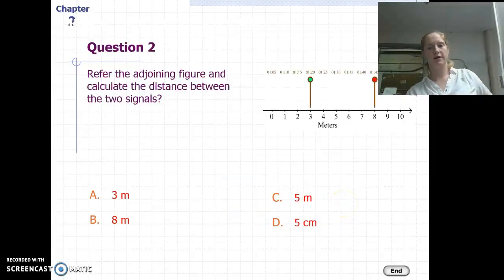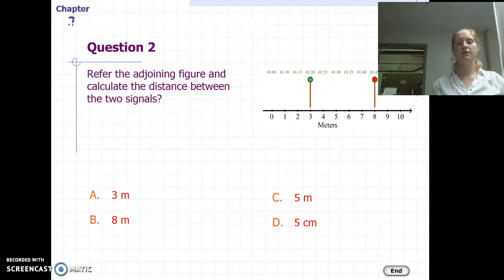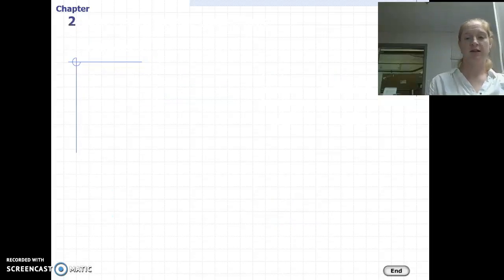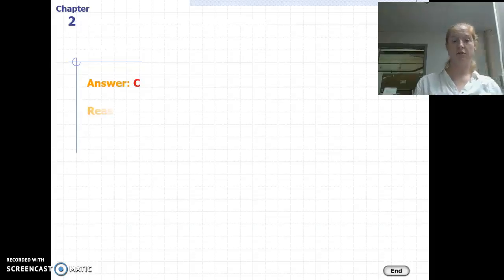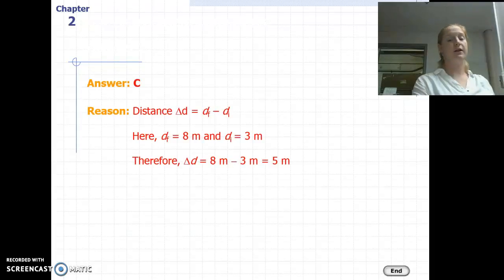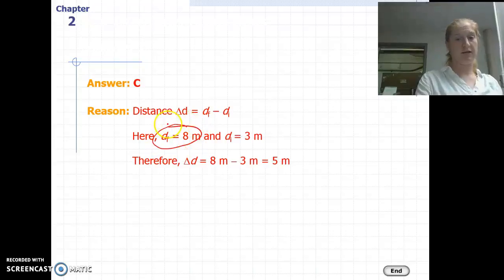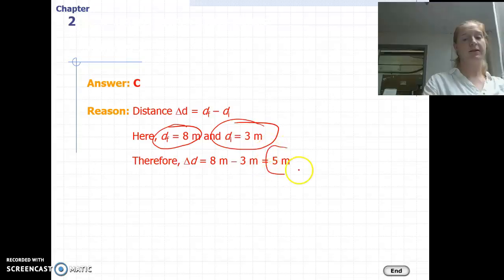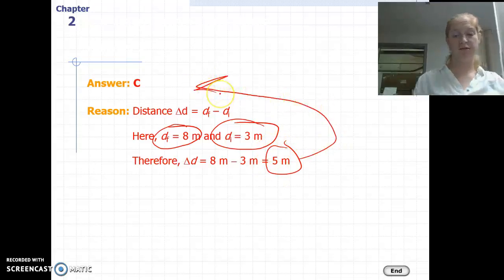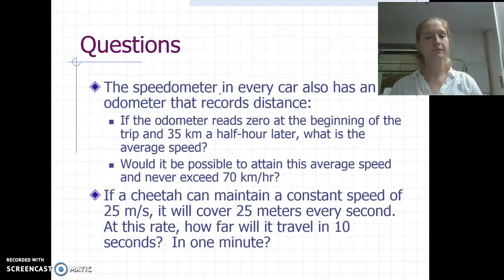Okay, try this. Referring to the two figures, calculate the difference between the positions. How would you calculate it? Obviously it's 5. How do you do this? You would take the final distance minus the initial. The final was 8 meters. The initial is 3 meters. Do the math, and you get 5 meters, so the answer is C. Make sure you have this written down in your notebook.